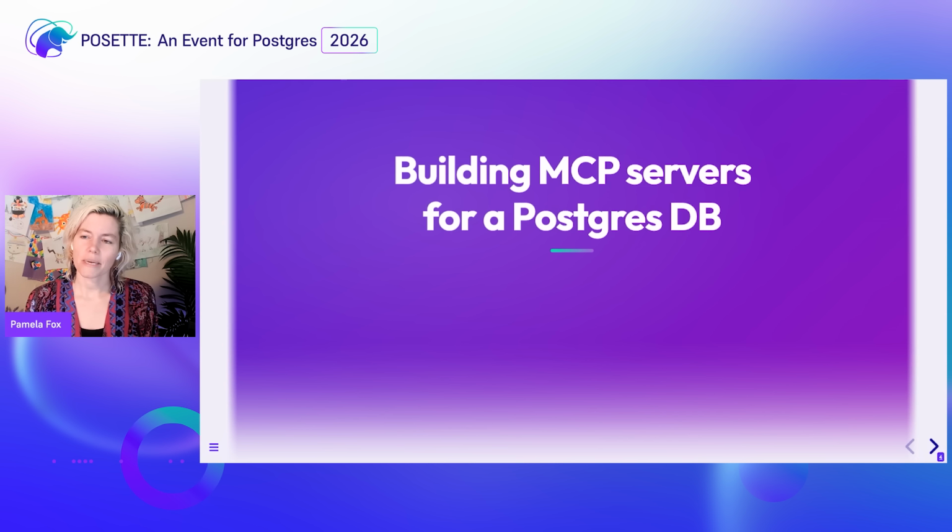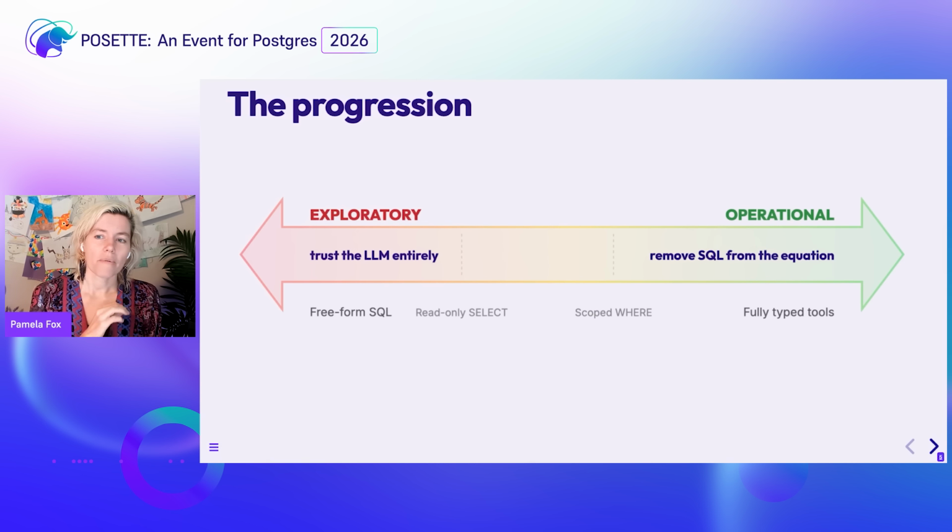So let's actually build that MCP server that I demoed. Now, what we're going to see is that there's a range of ways that we could build an MCP server on top of a Postgres database. On one extreme, we have exploratory servers where the agent can actually write the entire SQL and send that whole query to the database. And that's where you're really putting a lot of trust in the LLM and the agent. But there's a lot of risks there.